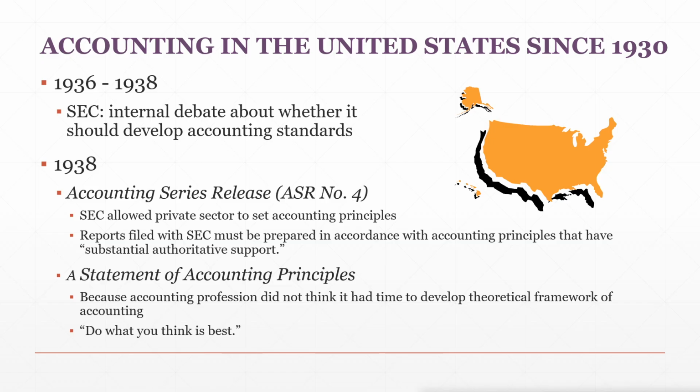From 1936 to 1938, the SEC had an internal debate about whether it should develop accounting standards. But in 1938, Accounting Series Release ASR number 4 came out. The SEC allowed the private sector to set those principles, and reports filed with the SEC must be prepared in accordance with the accounting principles that have substantial authoritative support.